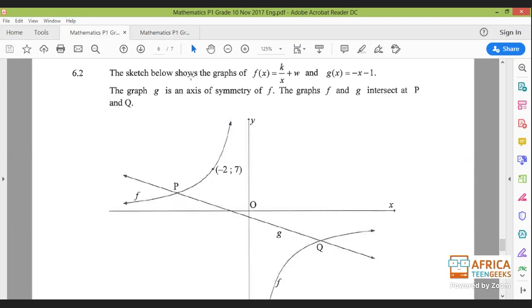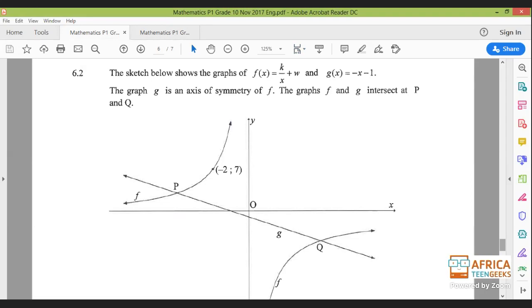It says the sketch below shows the graph of f(x) = k/(x + w) and g(x) = -x - 1. So here is the hyperbola graph and a straight line graph. The graph G, meaning the straight line, is an axis of symmetry of F. The graphs F and G intersect at P and Q. So basically, P and Q are the points of intersection.